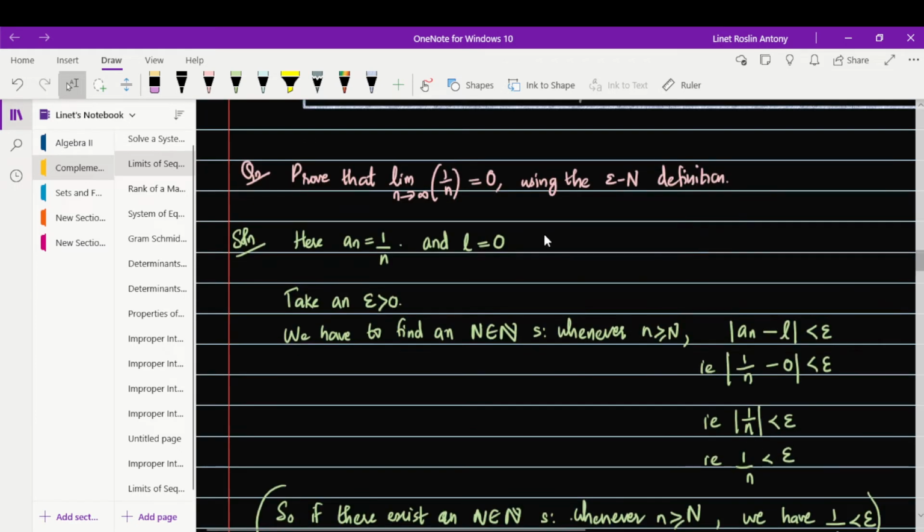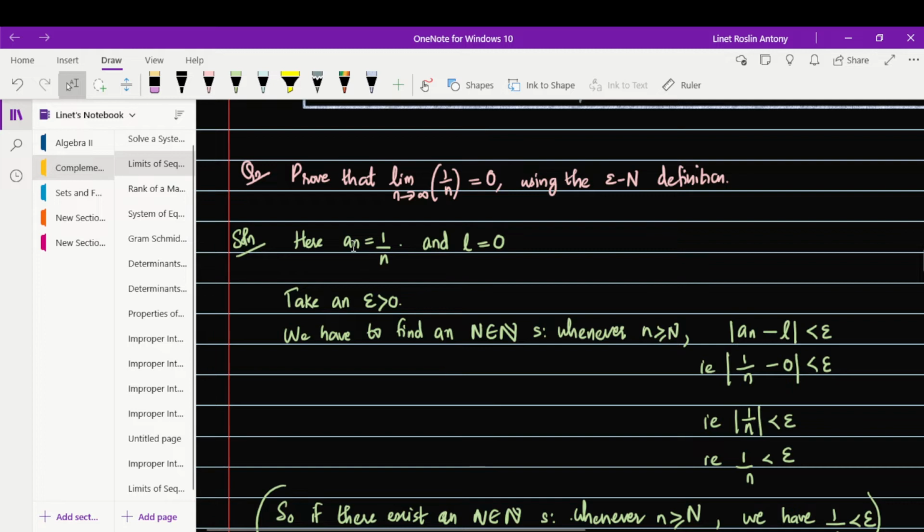Prove that limit n tends to infinity 1 by n is equal to 0 using the epsilon-N definition. We know that the sequence 1 by n is approaching 0, right? 1, 1 by 2, 1 by 3, 1 by 4, 1 by 5, 1 by 6, 1 by 7, 1 by 8. It is moving closer and closer to 0. So we know that the limit is 0. Here we have to use the epsilon-N game definition.